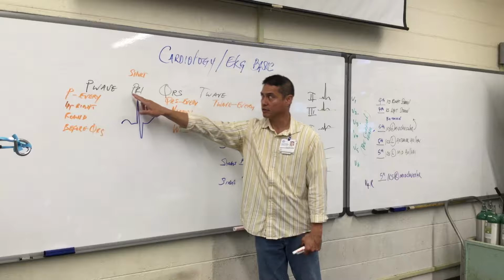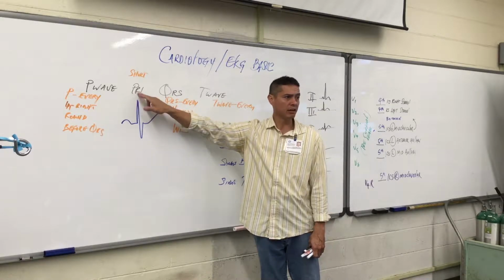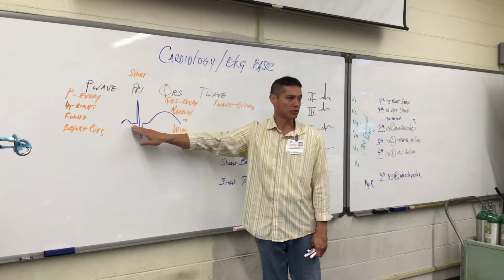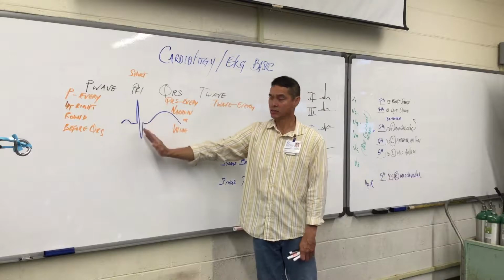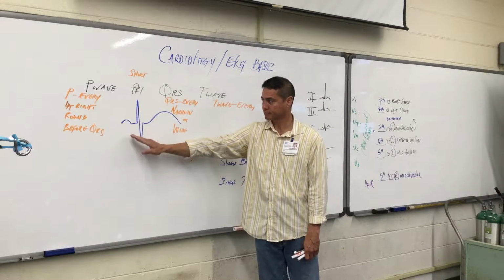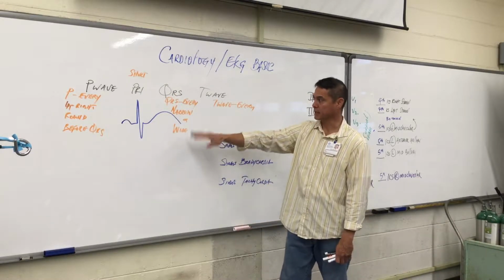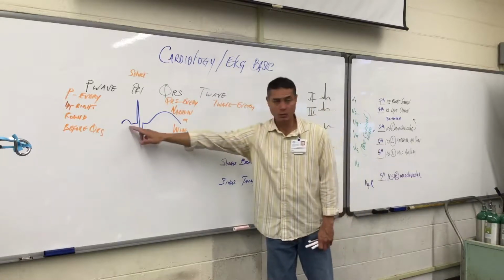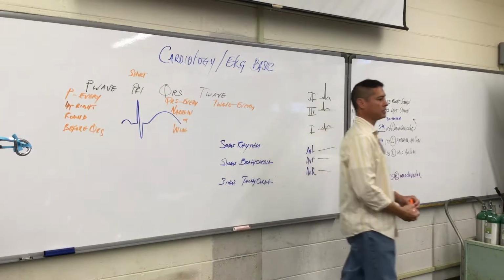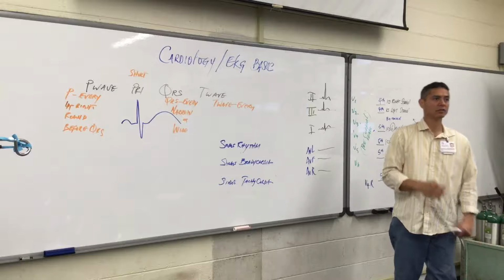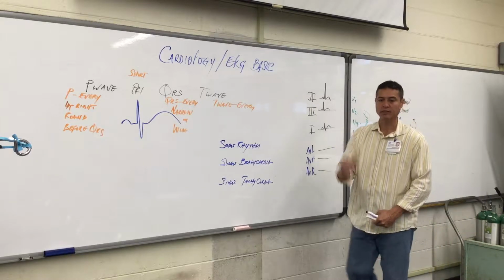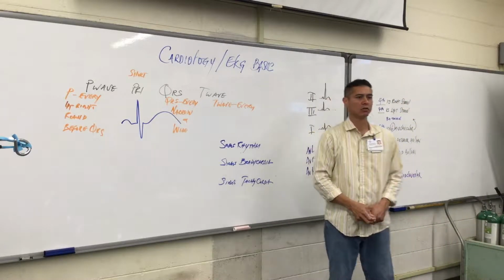There's a P wave. There is a PRI or PR interval where there's a pause or a space between the P wave and the QRS complex. Then we have the QRS complex and then the T wave. Again, the P wave signifies atrial depolarization. The PR interval signifies a short pause in that impulse at the AV node.